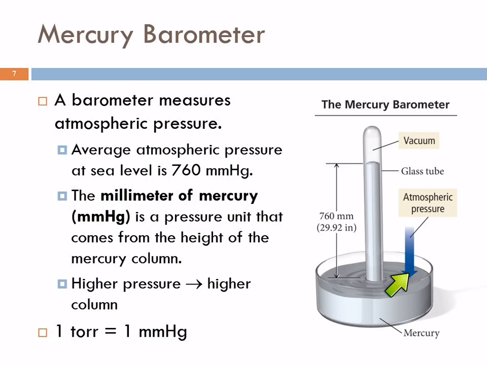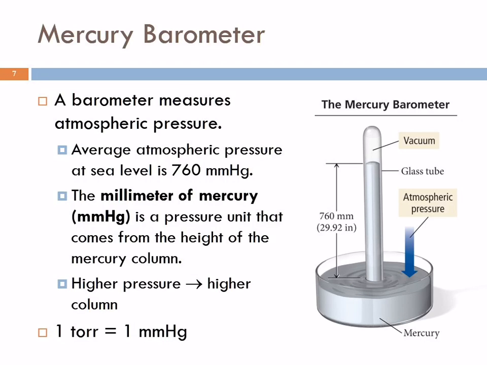The atmospheric pressure pressing down on this pool of mercury outside of the tube supports the mercury being held up in the tube. And so you've got the force of gravity pulling down on this mercury, and you've got atmospheric pressure pressing down on this and supporting that.